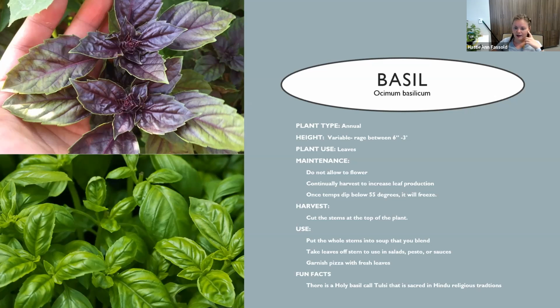So as far as harvesting goes with basil, you just cut the stems at the top of the plant where the leaves are, and then you use that. You can put the entire stem in, for example, when I make soup. You can pick the leaves off the stem, but the stem is pretty soft. So when I make tomato basil soup, I end up blending everything together. So it kind of just blends the stem up into it.